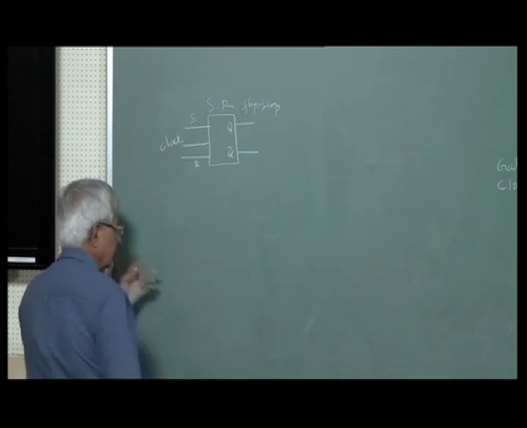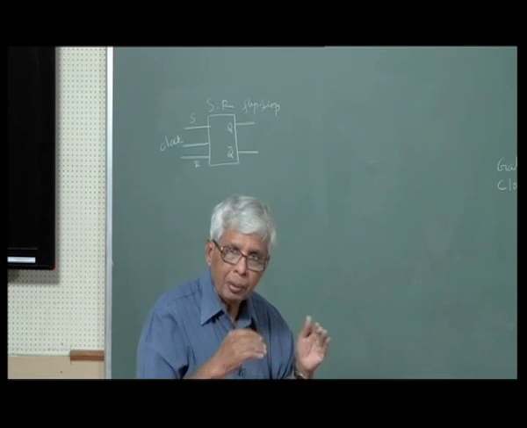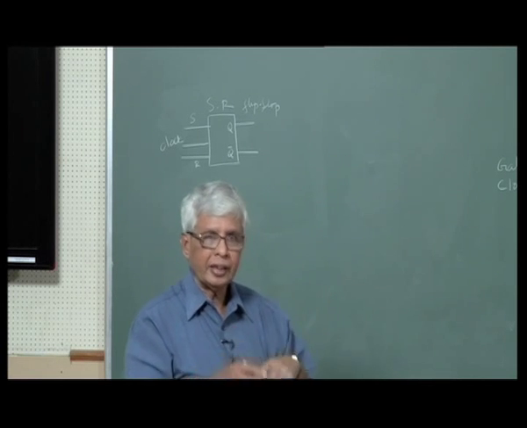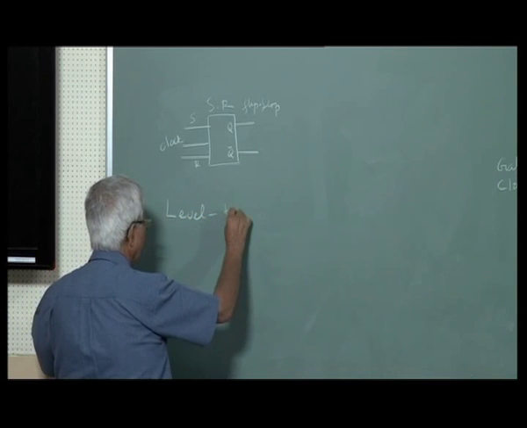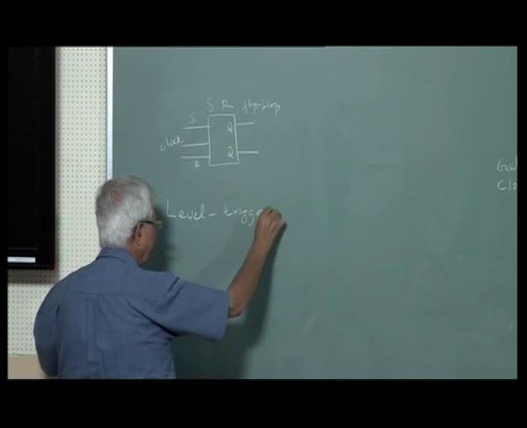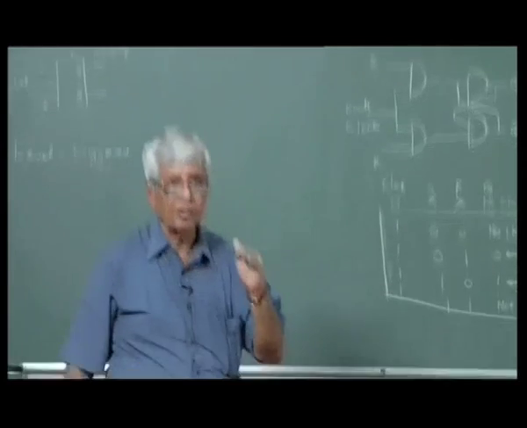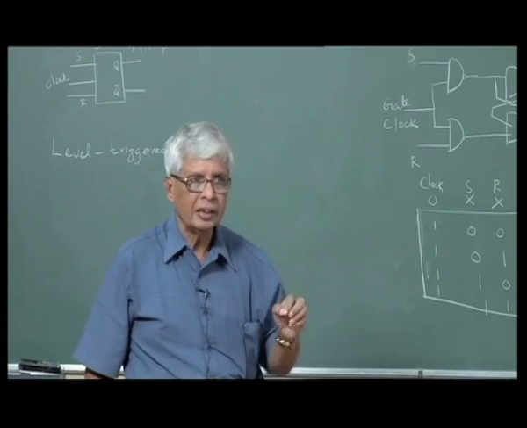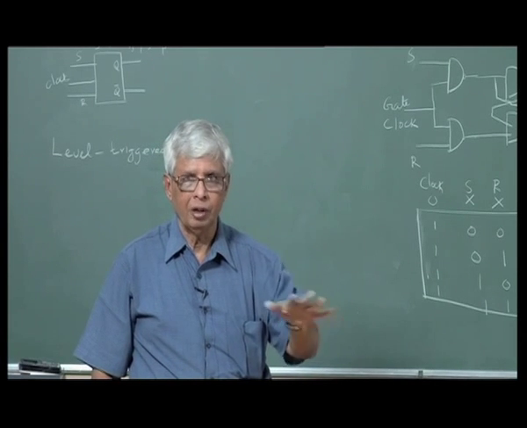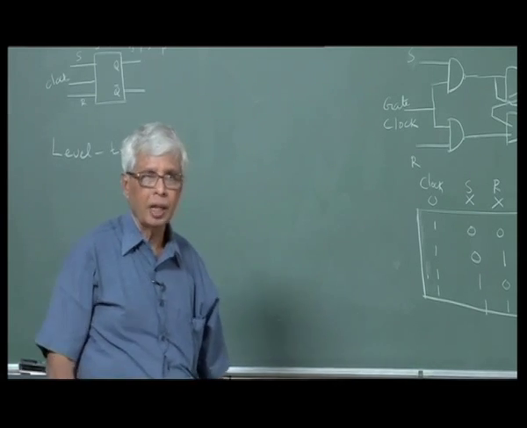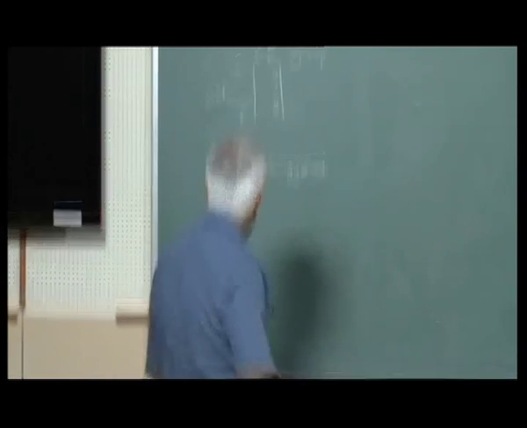Now when the clock is 1, the output changes based on input, any number of times, as long as the clock is high. Such a circuit is called level triggered. That means the clock level decides the change. As long as the level of the clock is high, any number of changes in S and R will be accommodated in the output, and only the last output is what we will be seeing. But that is not good. I would like to have S and R change only once in a clock cycle and that value reflected in the output. In that case, I should go for an edge-triggered flip-flop.